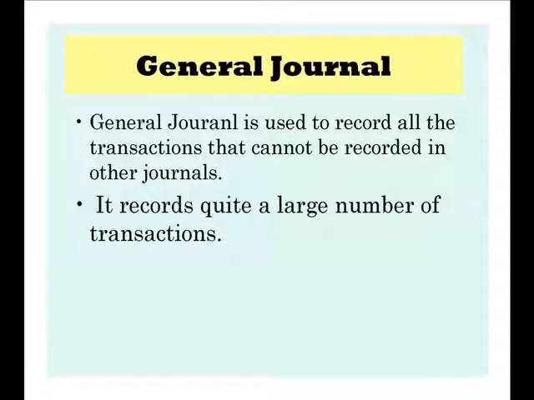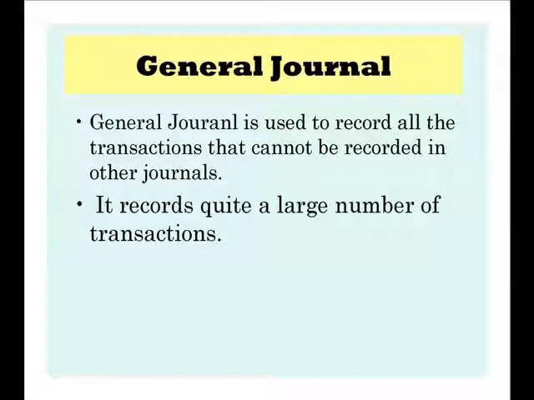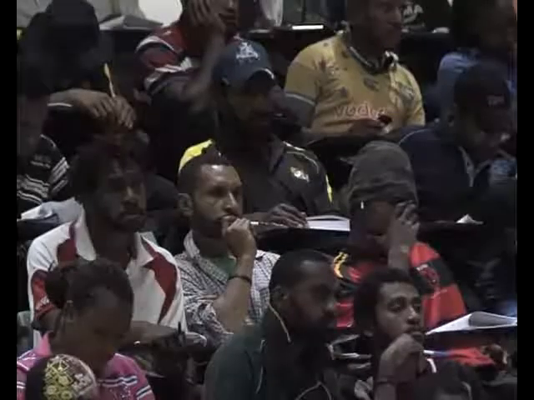Then what are the characteristics of the general journal? The general journal is used to record all the transactions that cannot be recorded in other journals. So this is the dumping yard, right? It is similar to the Baruni dumping yard. You put everything there, right? It records quite a large number of transactions, so every day when you are advancing, you will learn at least a few new items to be included in the general journal.